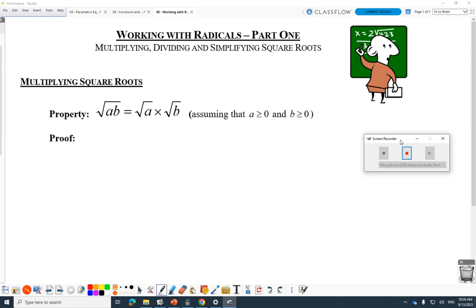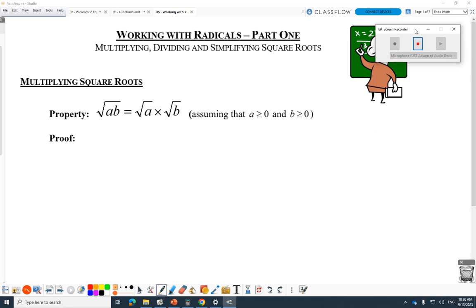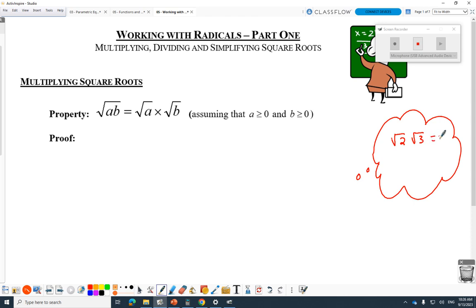Prove it, you say. How am I supposed to prove that? Well, you could get some numbers out and see if it works, but that's not really proving it. I'll do a quasi-proof over here in a thought bubble. Here's my little bit of thinking. Here's what I'm trying to prove to you. Is square root 2 times square root 3, is that square root 6? Does that work? It would be nice if it did.